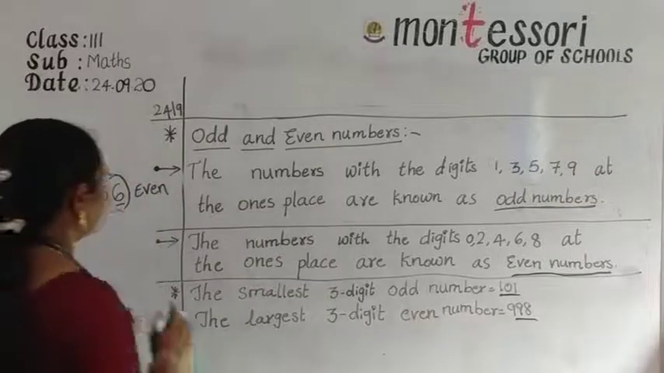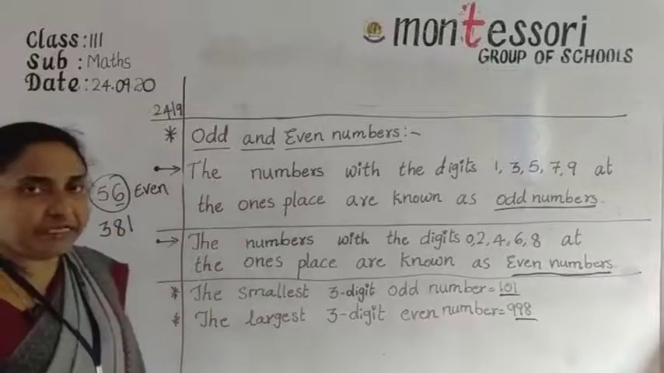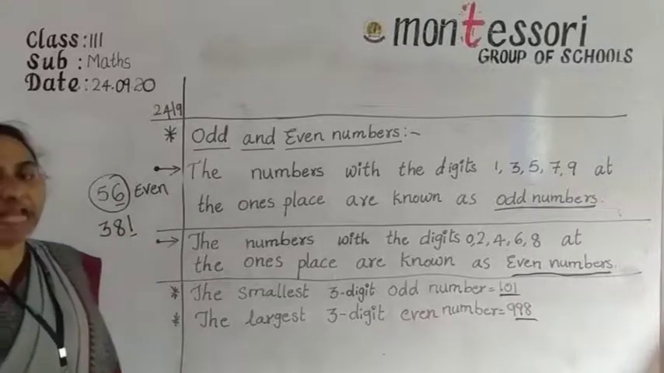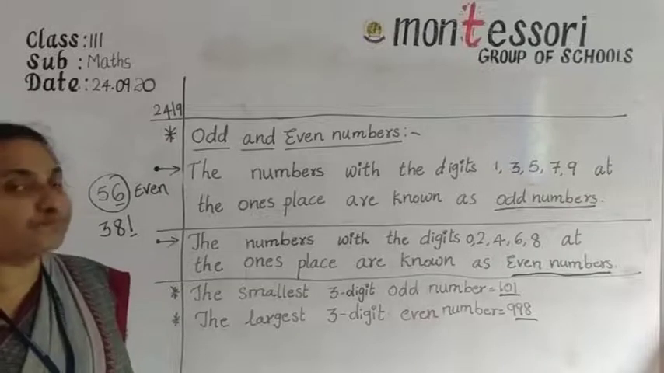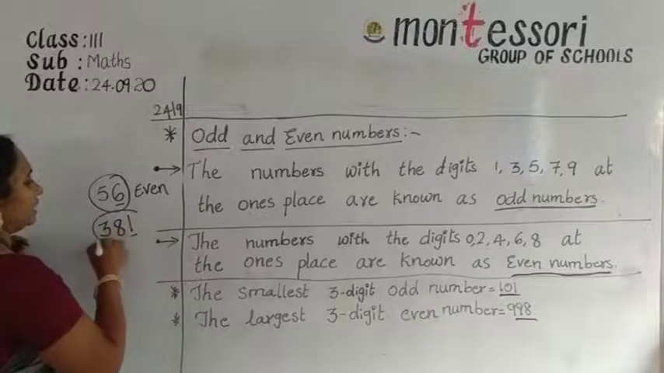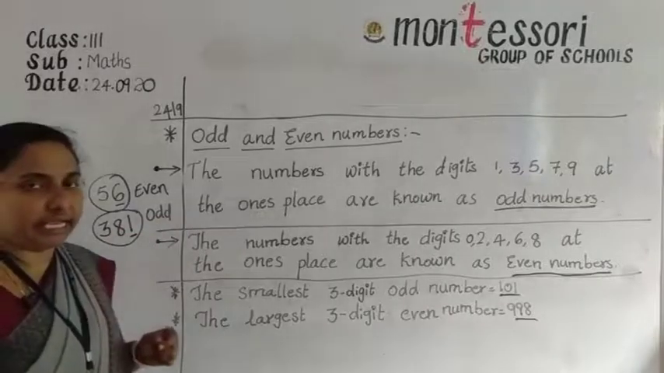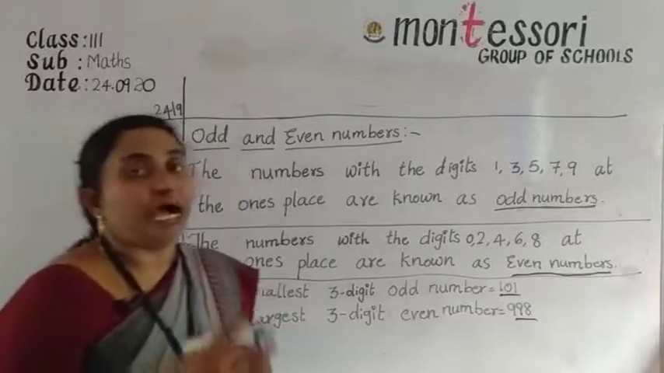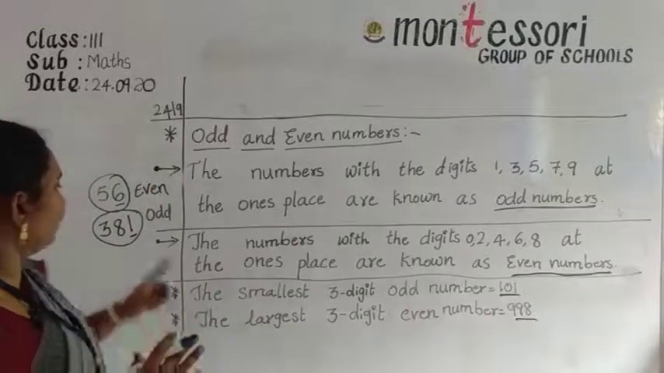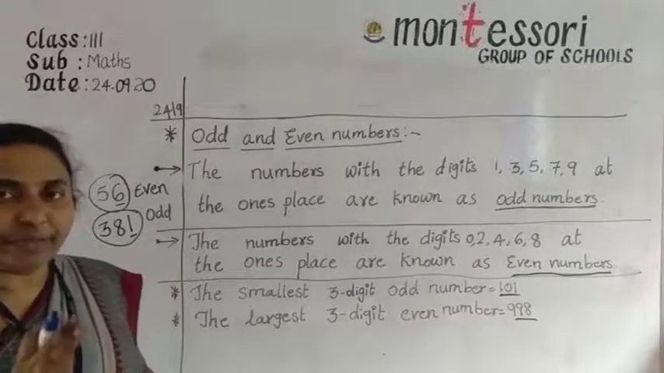One more problem I am explaining: 381. In this 381, in the ones place, what number is here? In the ones place, an odd number. So the total number is an odd number. Why? Because only the ones place matters. The remaining tens place, hundreds place or thousands place, whether even or odd, are not considered. If the ones place is even, the total number is even.